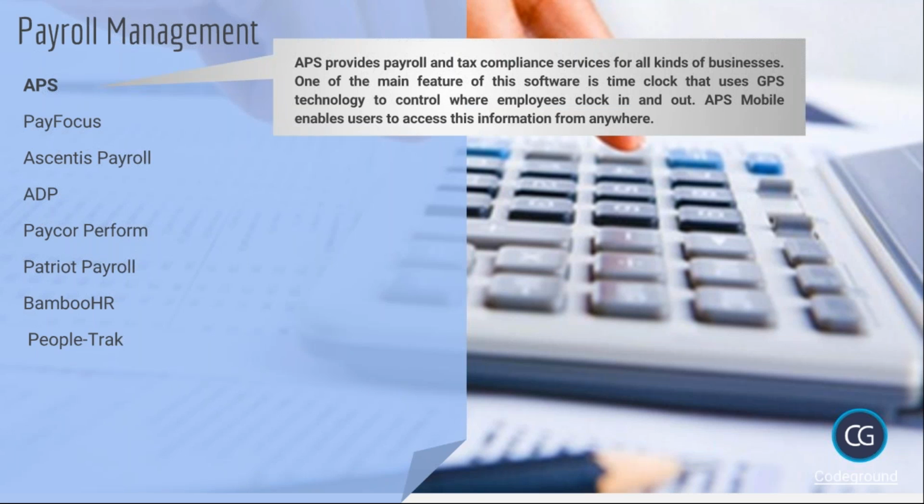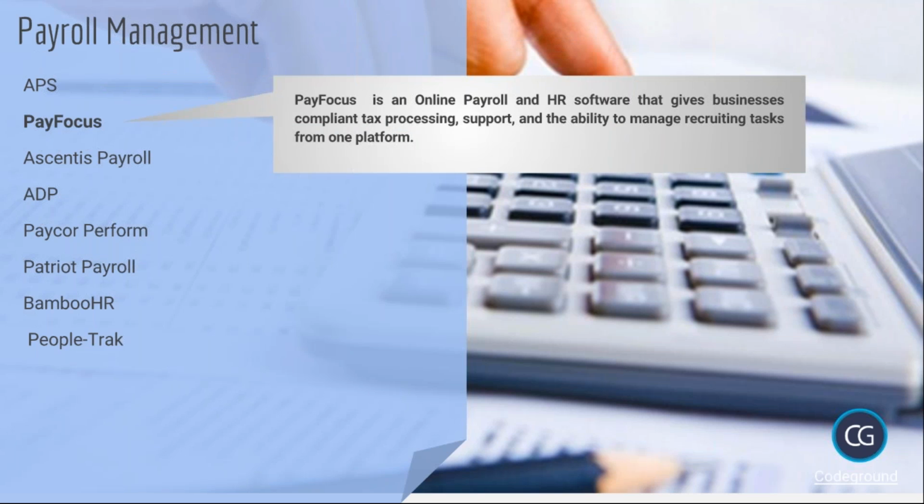First up, you have APS. So APS provides payroll and tax compliance services for all kinds of businesses. And one of the main features of this software is Time Clock, which uses GPS technology to control where employees clock in and out. And APS Mobile also enables users to access this information from anywhere.